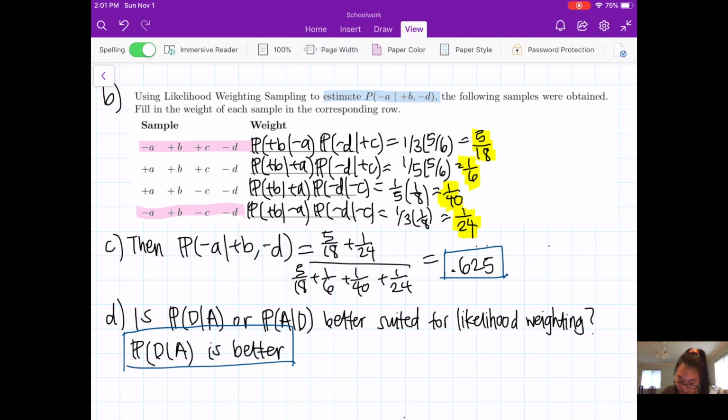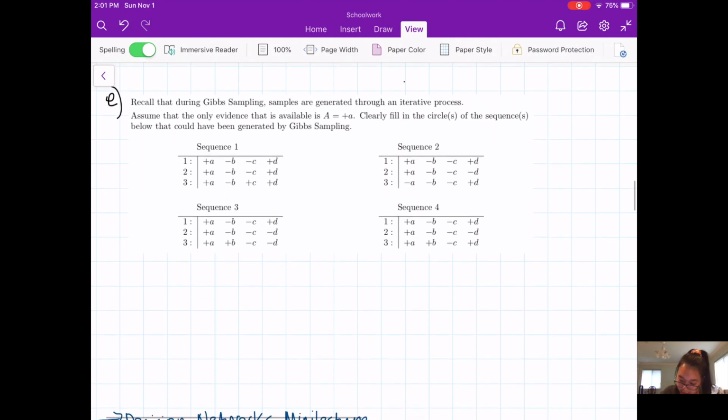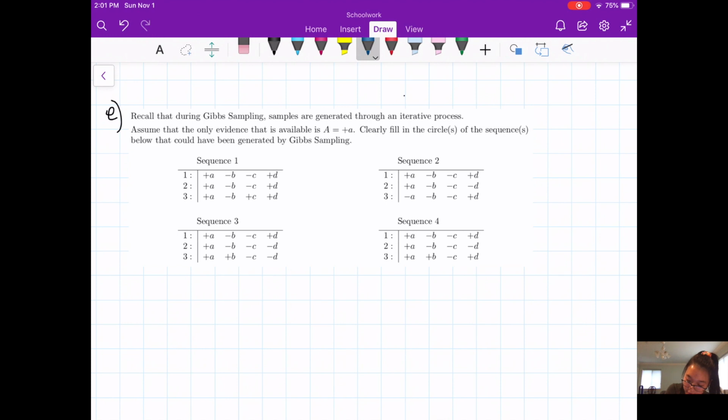Cool. And now let's look at part E, which is where we are doing Gibbs sampling. These are the samples we have gotten, and our evidence is A equal to positive A. So in the first step, when we set the evidence, we set A to be positive A. And here we want to look at these samples and circle the ones that could be generated from Gibbs sampling.